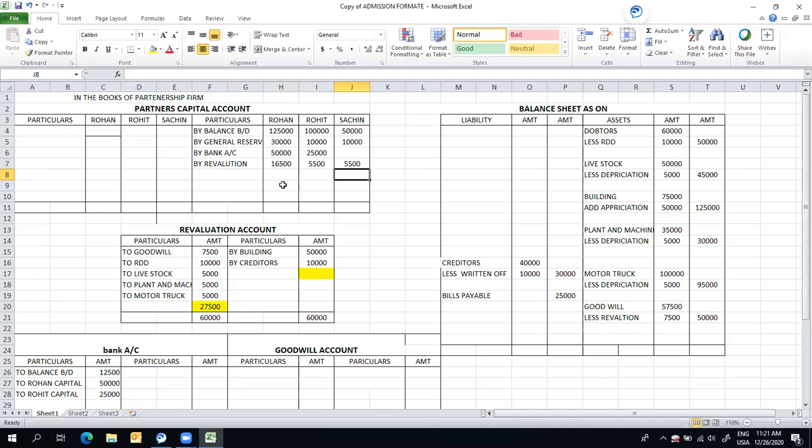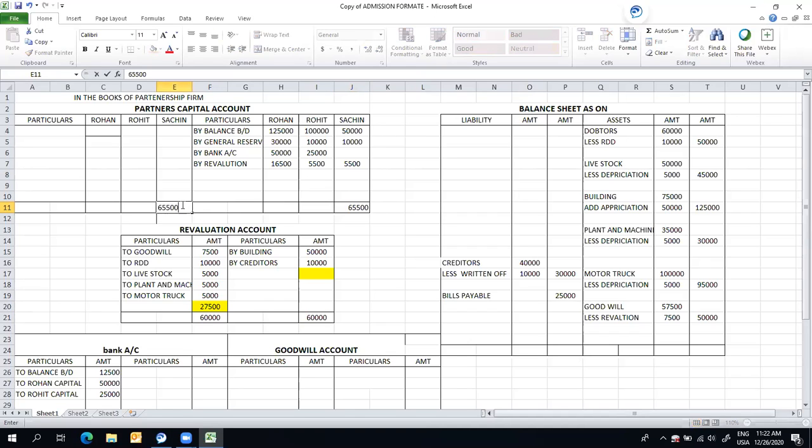We have three partners. Now you answer which partner's account we will close first. Rohan, Rohit, or Sachin? Sachin. Why? Because Sachin will retire. Sachin retire ho gaya, and that's why we will close Sachin's capital account first. What is the total of Sachin's capital? 50 plus 10, 60, 65,500. Take it on both sides.